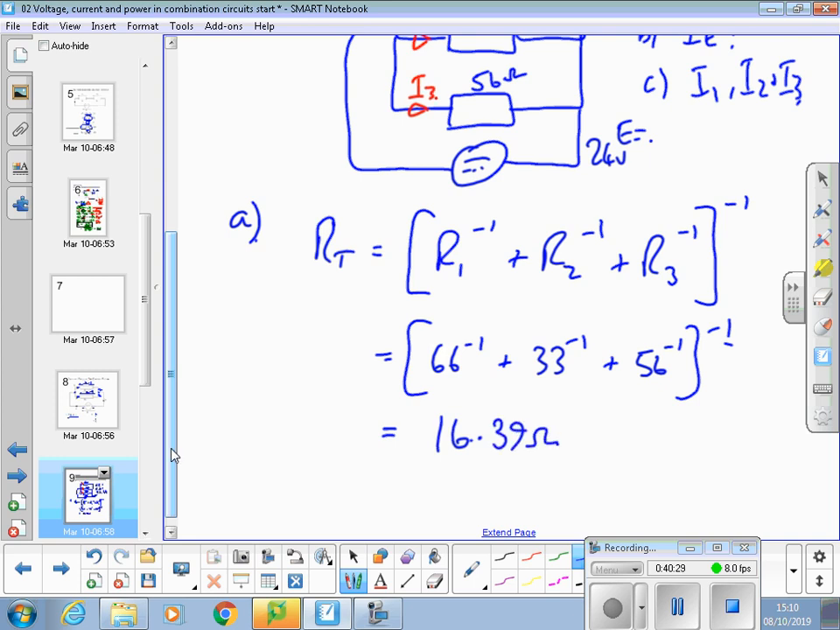Does that look right from the rule of thumb that we know? What's the rule of thumb? Parallel resistance total is always going to be less than the lowest. So we're on track in terms of that. We still could be wrong, but we're in the right area because it's smaller than 33, which is the smallest one.